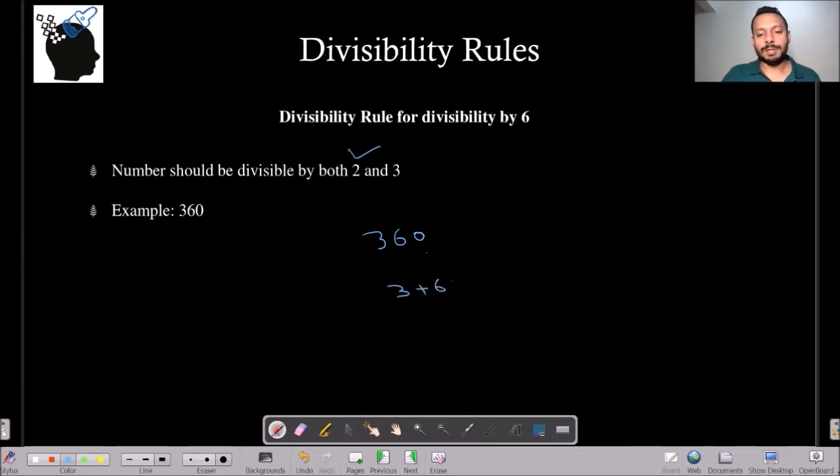So 3 plus 6 plus 0, which is the sum of the digits, is equal to 9. We know 9 is divisible by 3. That means 360 is also divisible by 3. And that also means 360 is divisible by 6.